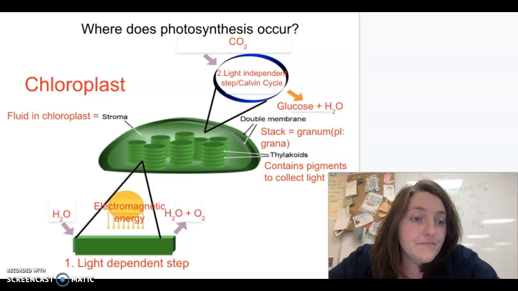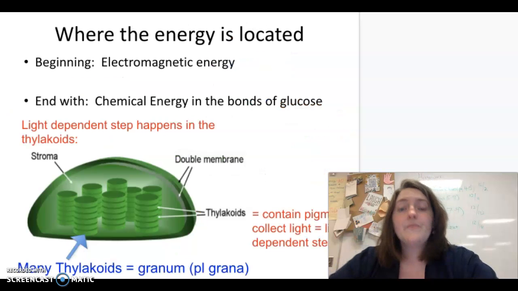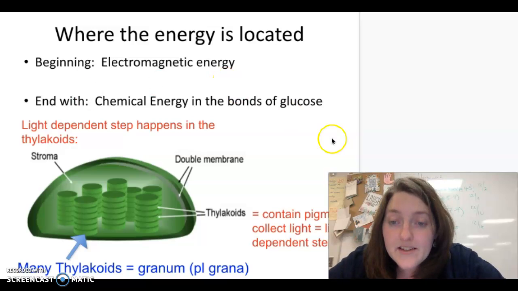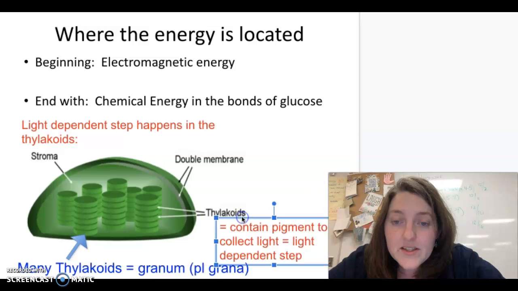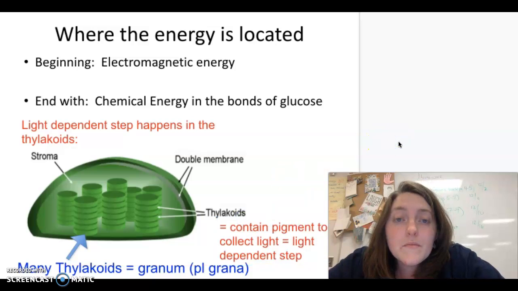Now, in this process, the energy that we start with is electromagnetic because it comes from the sun. The energy we end with is glucose, which is a form of chemical energy.